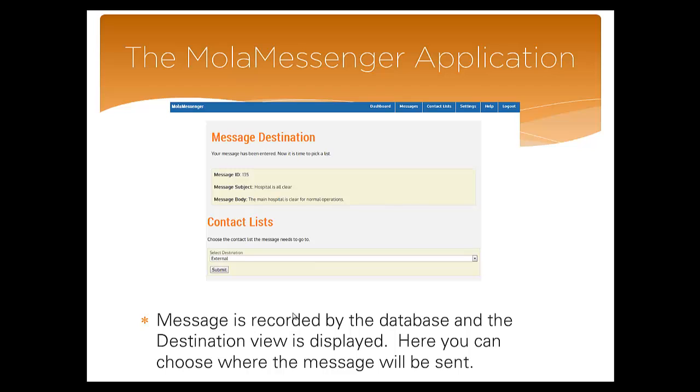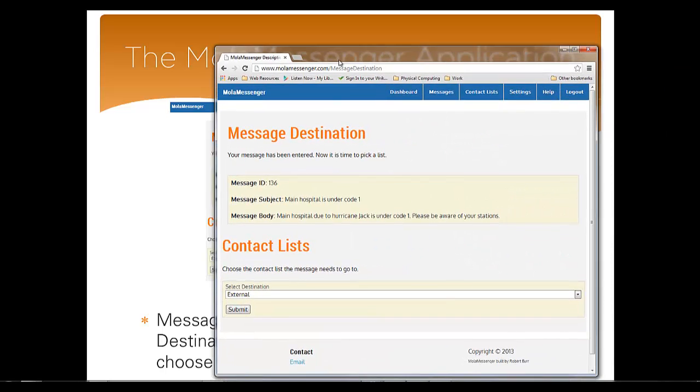So the message is now recorded by the database and the destination view is displayed. Here is where you can choose where the message is going to be sent. So I'll go back to the live demo.